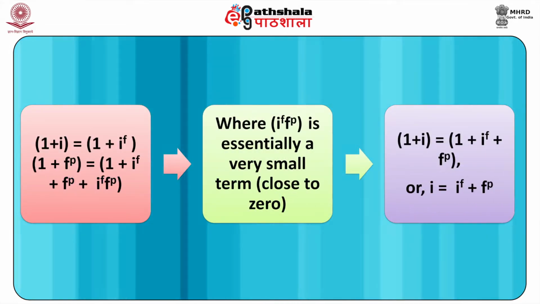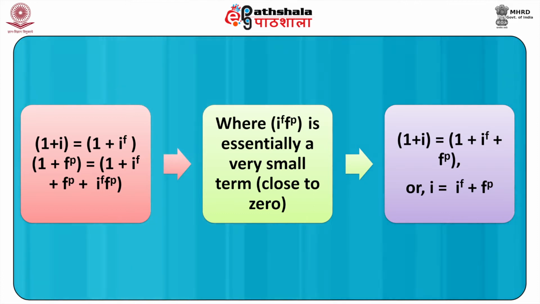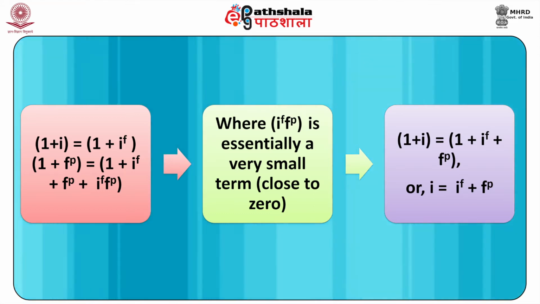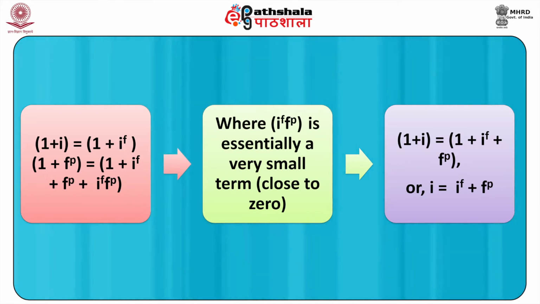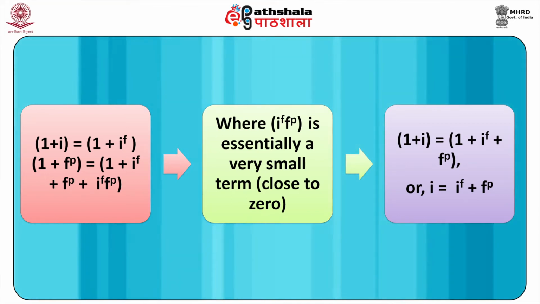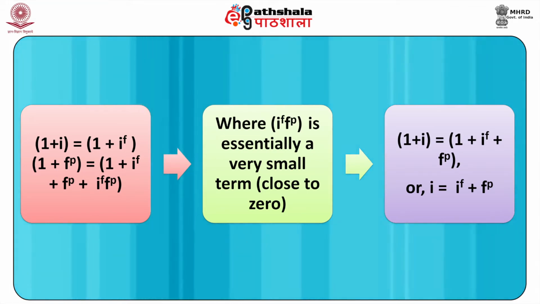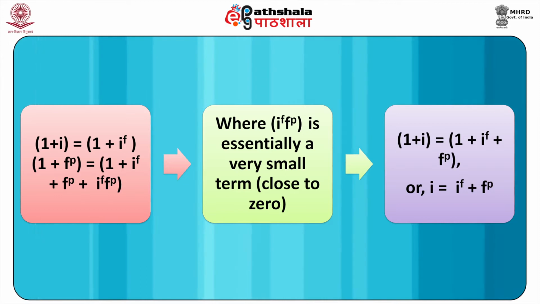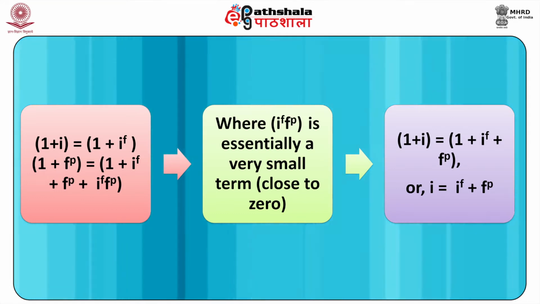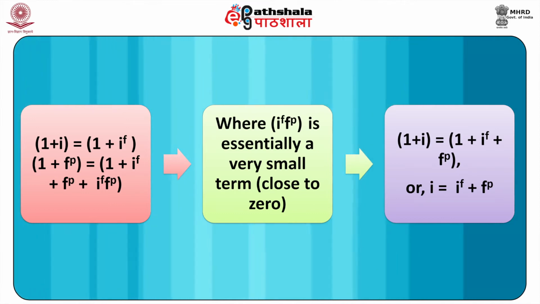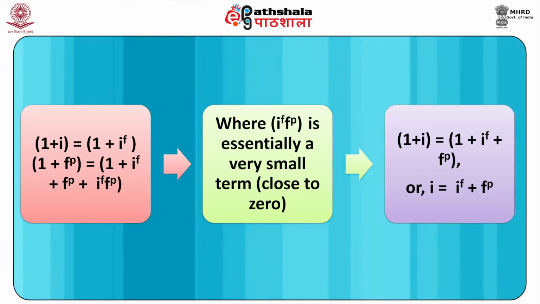This may be further rewritten as 1 plus I is equal to 1 plus I raised to power F multiplied by 1 plus F raised to power P, which is equal to 1 plus I raised to power F plus F raised to power P plus I raised to power F, F raised to power P, where I raised to power F, F raised to power P is essentially a very small term close to zero, which can be ignored to obtain the following approximation: 1 plus I is equal to 1 plus I raised to power F plus F raised to power P, or I is equal to I raised to power F plus F raised to power P. This is the first equation.